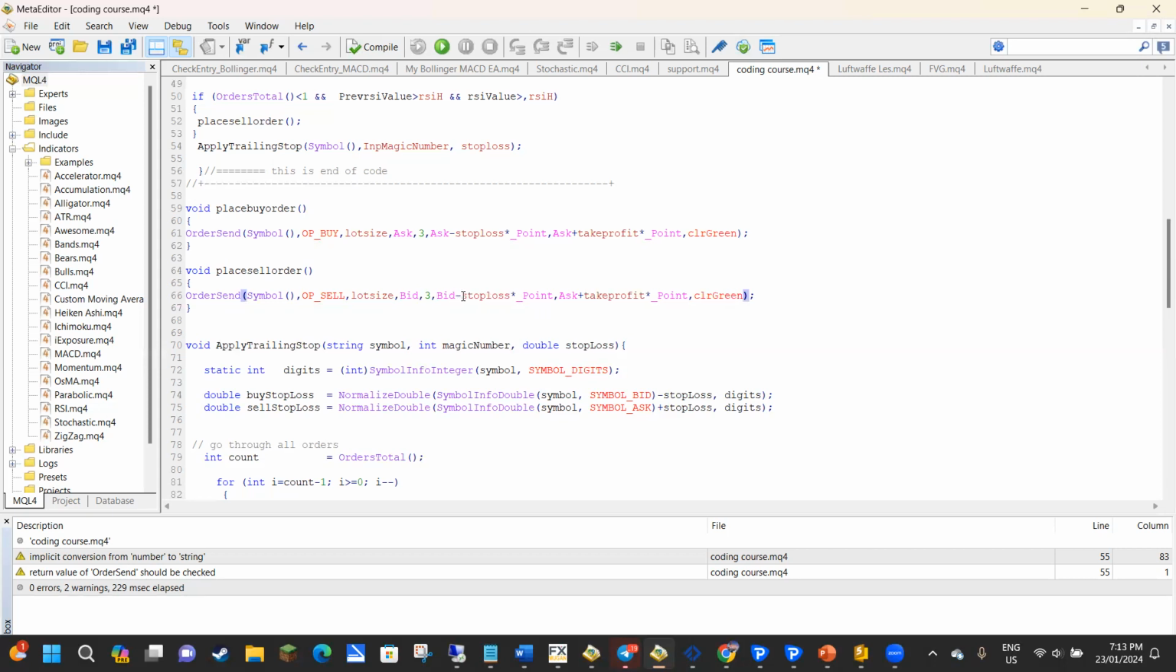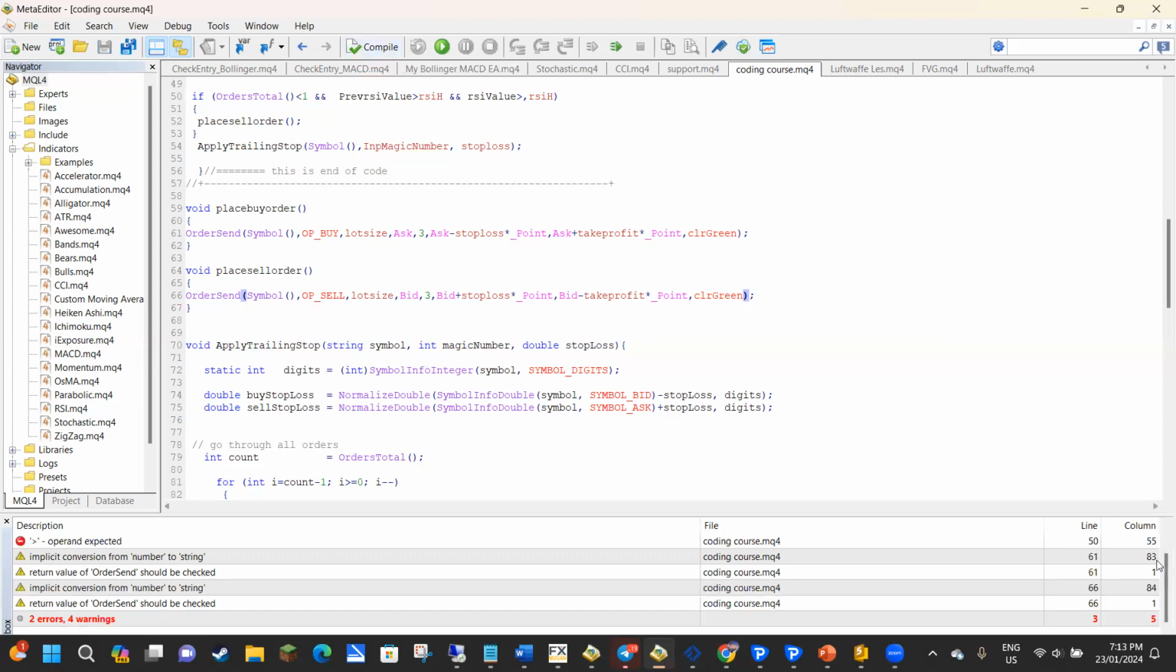But because we're going the other way, we'll have to make it a plus the stop loss. And with the take profit, it's going to have to be bid minus the take profit, just because we're going in the opposite direction with that trade. Other than that, that's all the same. And let's see if that'll compile for us.